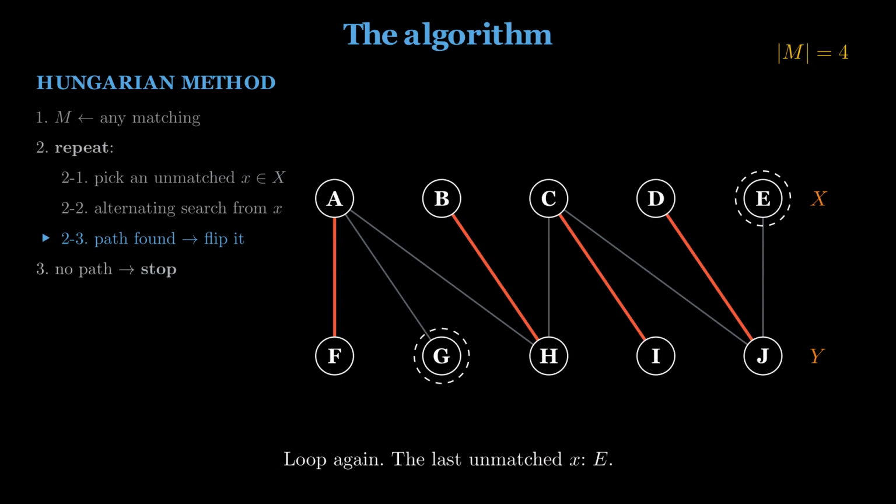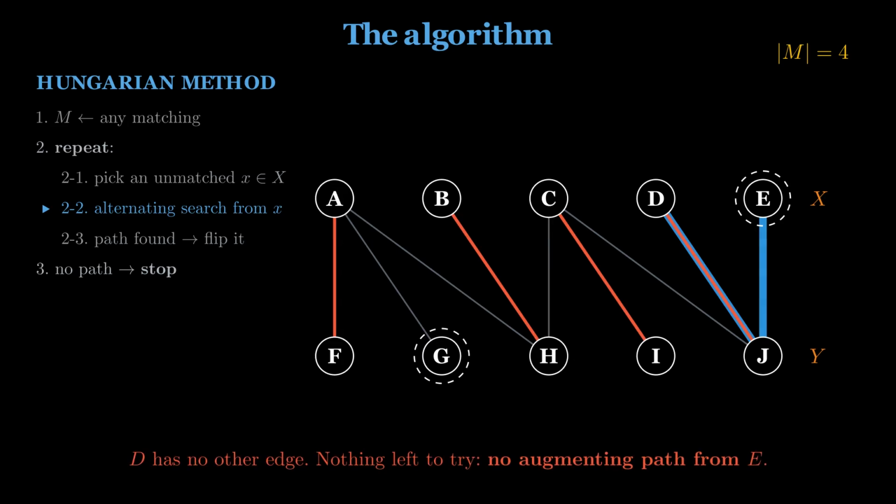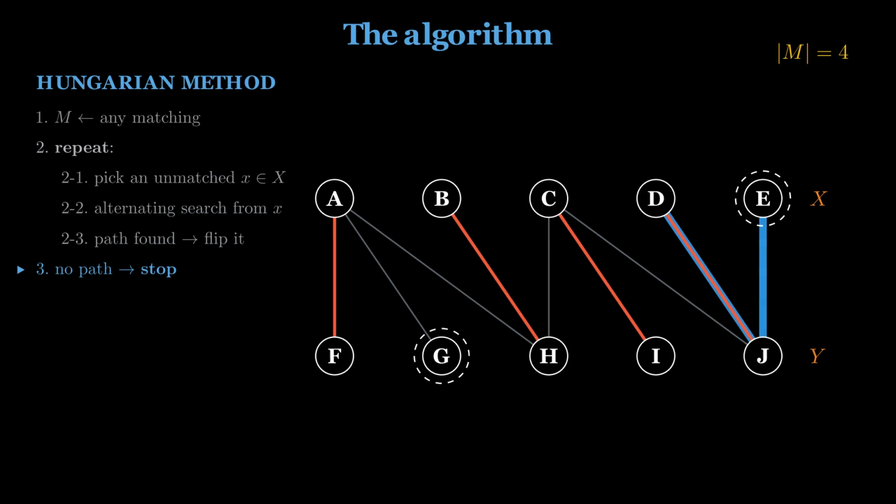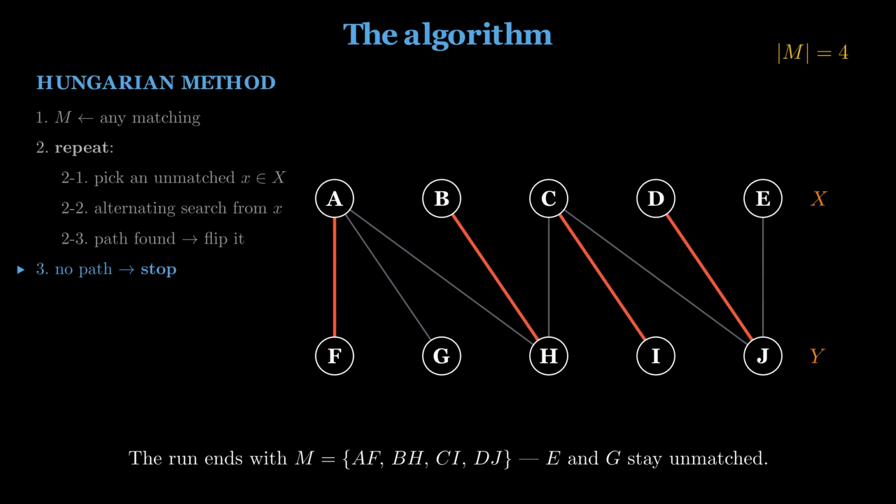One unmatched vertex of x remains. From E, the search reaches J, follows the matched edge to D, and stops. No augmenting path this time. No unmatched vertex of x is left to try, so the algorithm stops. The result is a matching with 4 edges. E and G simply stay unmatched.